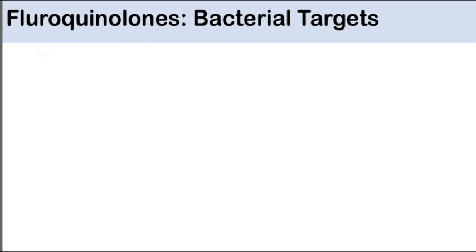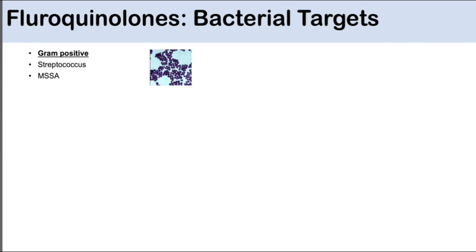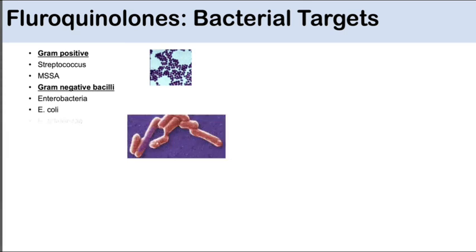Bacterial targets of fluoroquinolones include some gram-positives, including Streptococcus and methicillin-sensitive Staphylococcus aureus, or MSSA. So not MRSA, but MSSA. And they are also very good in treating gram-negative bacilli, which include Enterobacteria, E. coli, so gram-negative rods, Haemophilus influenzae, Moraxella catarrhalis, Salmonella, Shigella, Campylobacter, Legionella. So Salmonella, Shigella, and Campylobacter are all examples of GI infections.